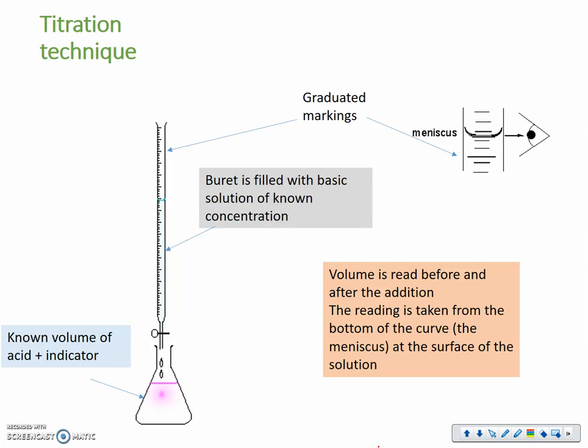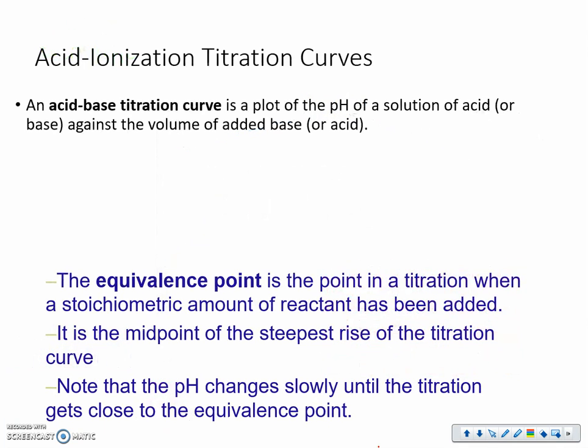So this is what your setup looks like. You have a burette, which is the long tube thing that has your base, and it is slowly added to your acid until the reaction is complete, until all of the acid has reacted. So a titration curve is a plot of pH versus volume.